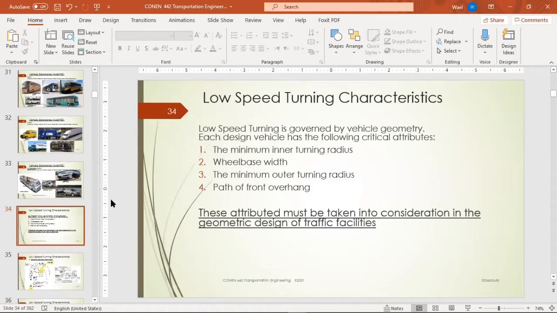Here, the geometry of the vehicle plays a major role in determining the characteristics of the low speed turning, okay? The number of axles, the distance between the axles. But for the low speed, what we are looking for is the minimum turning radius, or the minimum inner radius, the wheelbase width, and the minimum outer turning radius, and also the path of the front overhang. And we will discuss this in detail here.